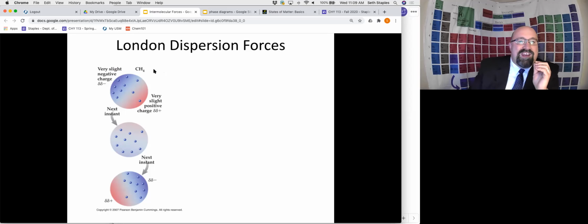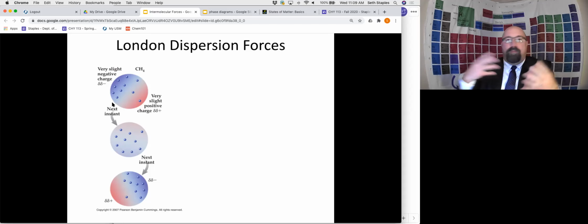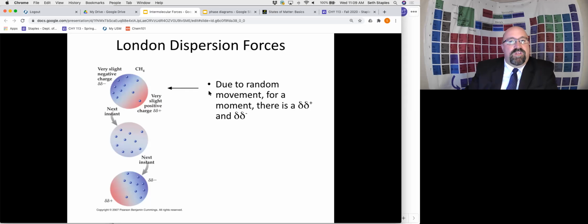And so what can happen is, if we think of something like CH4, methane, remember, all the electrons that are involved are in constant motion. Electrons are never static. They're always moving around the molecule. As they do so, due to this random movement, we can envision a point in which there are more electrons on one side of the molecule. That ends up producing a very, very, very slight charge separation.